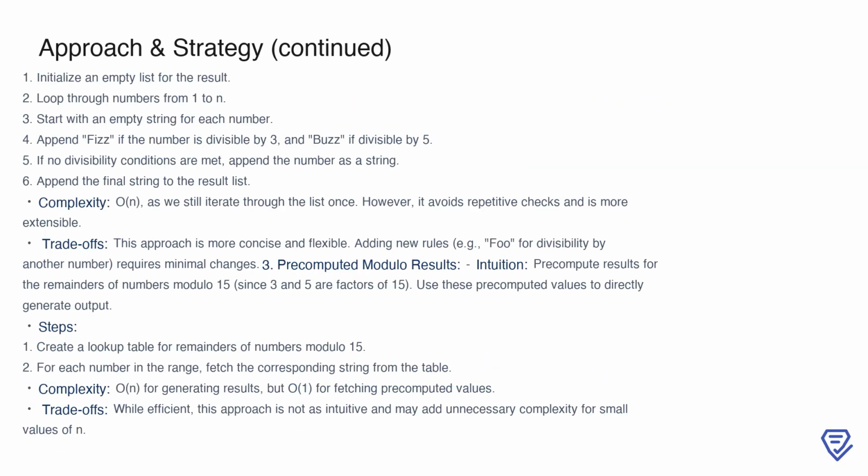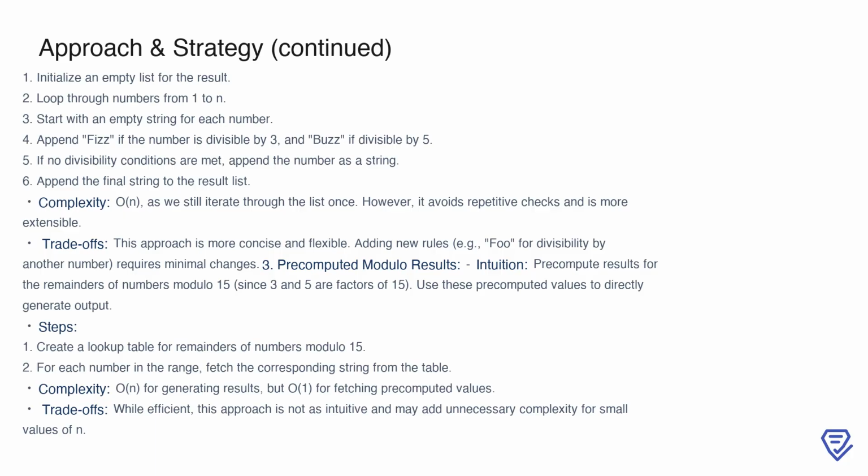In the optimized approach with string concatenation, we start by initializing an empty list to store the results. For each number in the range from 1 to n, we begin with an empty string. If the number is divisible by 3, we append Fizz to this string, and if it's divisible by 5, we append Buzz. If neither condition is met, we simply convert the number to a string and use that as the output. This dynamically constructed string is then appended to the result list.